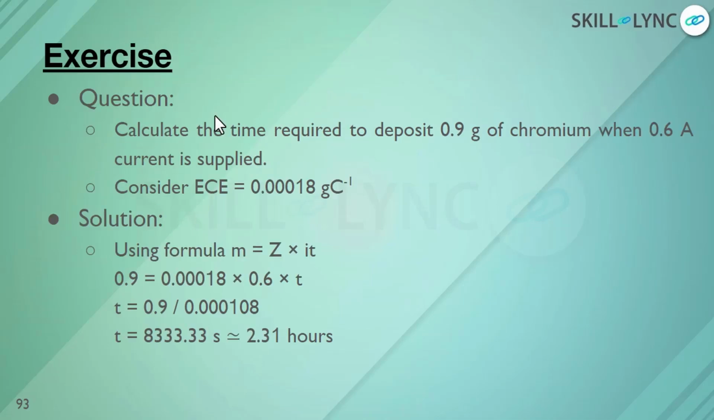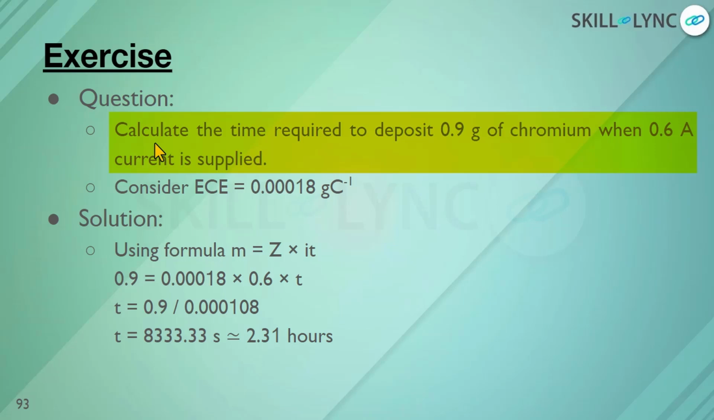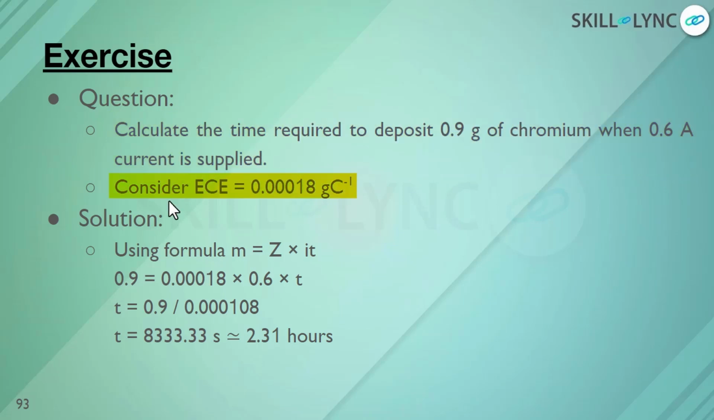Understanding this using the exercise, the question says, calculate the time required to deposit 0.9 grams of chromium when 0.6 ampere current is supplied. Consider ECE is equal to 0.00018 gram per coulomb. Thus, using Faraday's electrolysis formula, as we know, M = Z into It, where M is given as 0.9 grams. ECE is also given in grams, therefore we don't need to change the units.